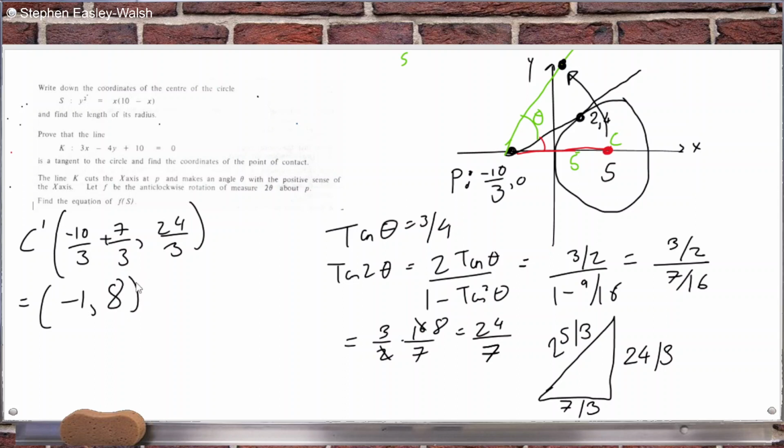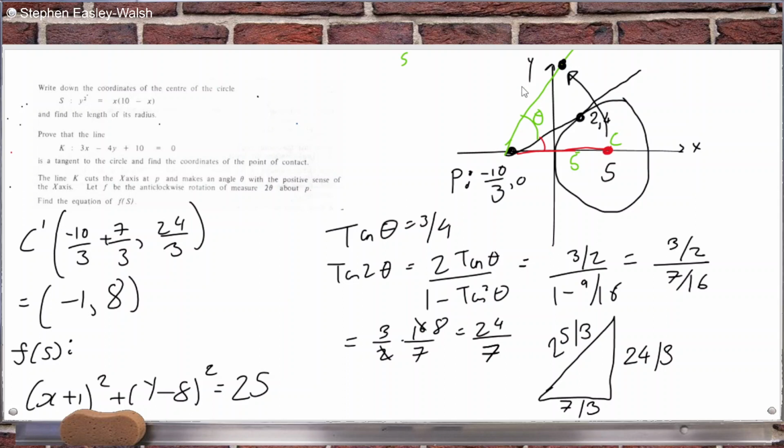So now I can get the equation of that circle. So Fs, the rotation would have me at x plus 1 squared plus y minus 8 squared equal to the radius squared, 25. So that's where the new circle will be.